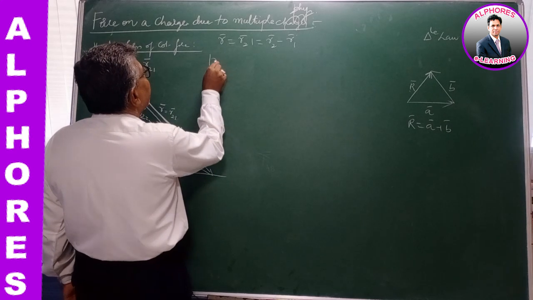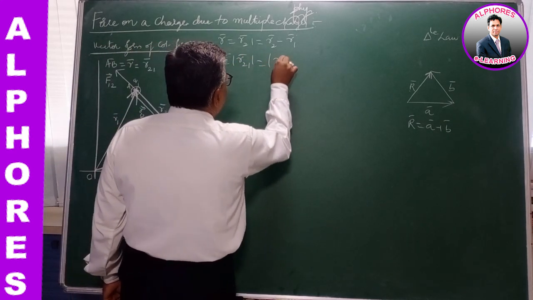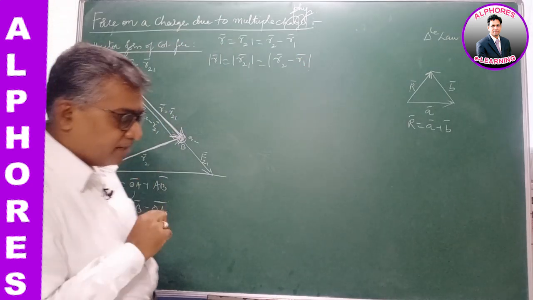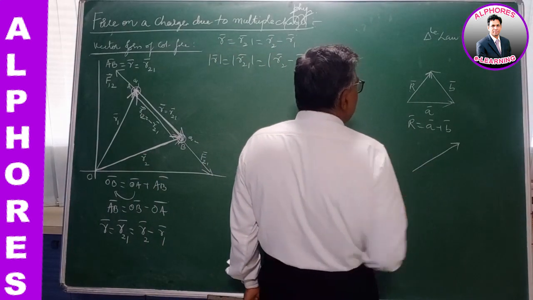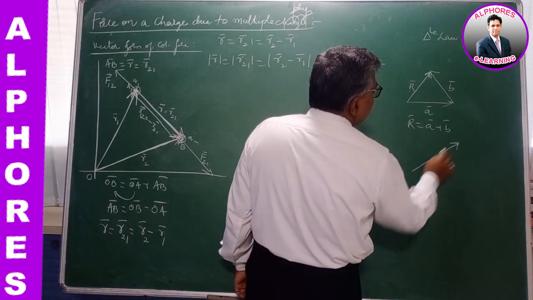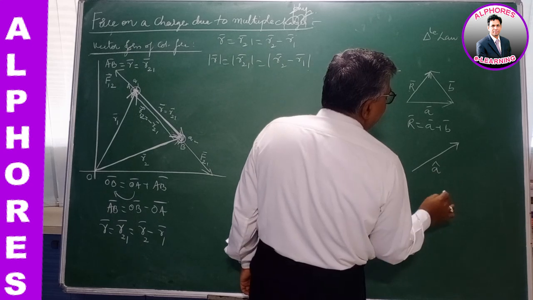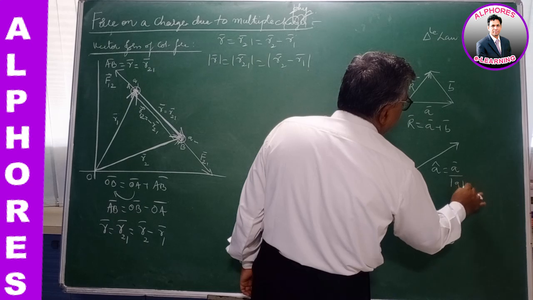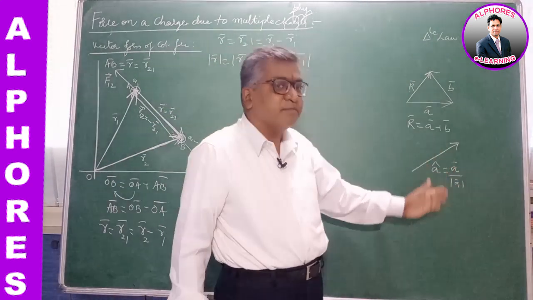Now what is the magnitude of R bar? It is the magnitude of R21 bar. It is mod of R2 bar minus R1 bar. And again, by the definition of a unit vector, a vector whose magnitude is 1 unit with a definite direction: suppose this is a unit vector in the direction of A bar, then the unit vector along A bar, A cap, is A bar by mod A. So the unit vector along any vector is the vector divided by its magnitude.